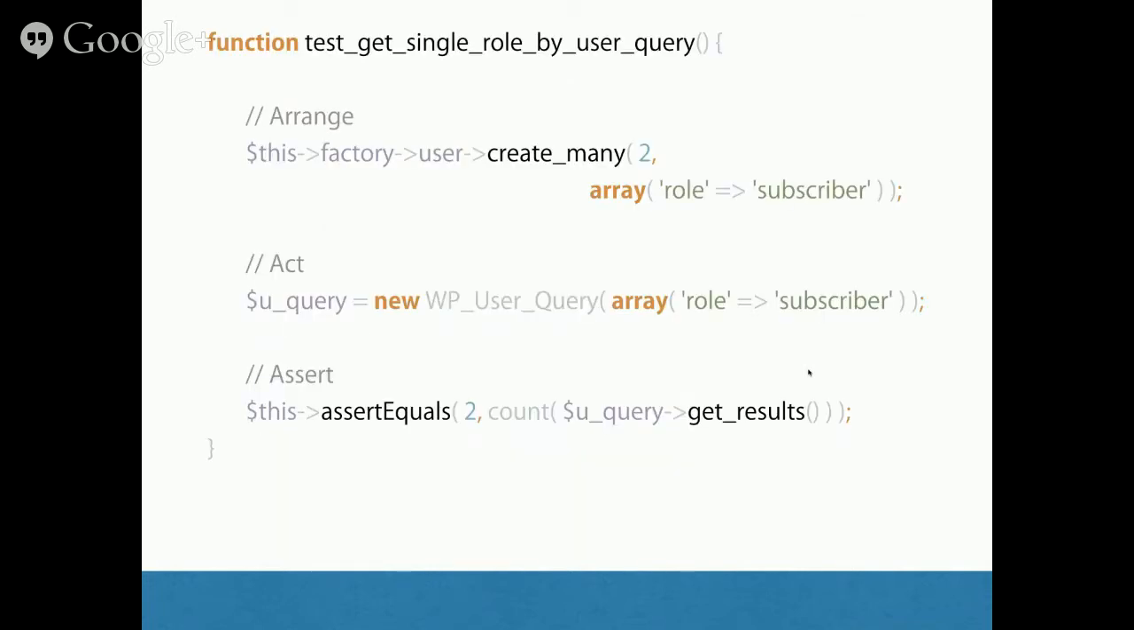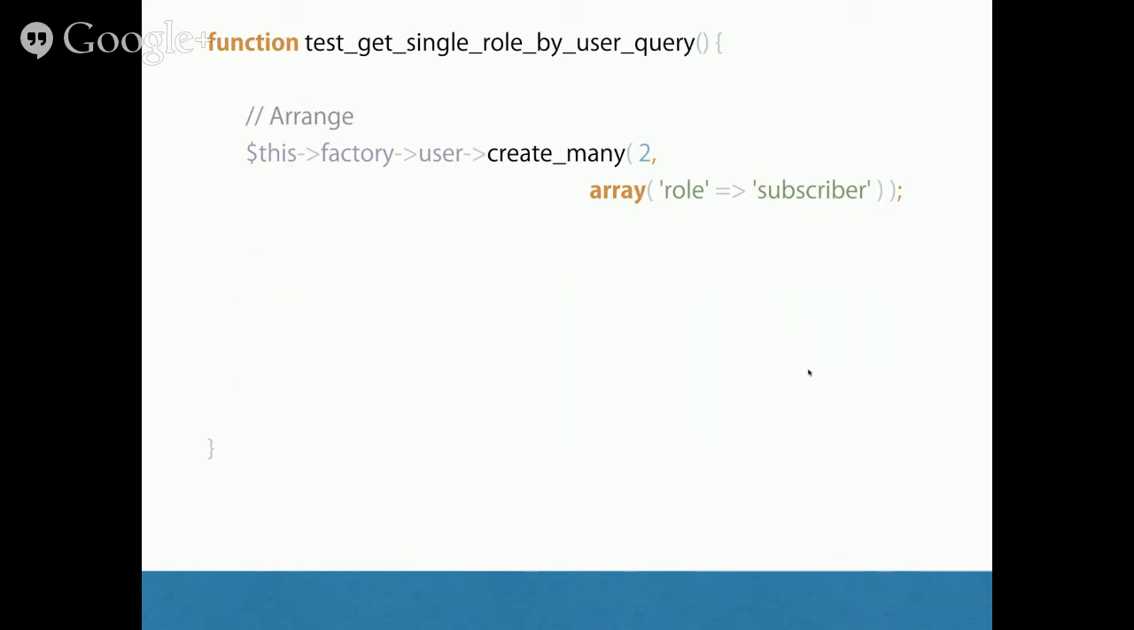A quick example, I'll go through the code line by line. So we'll start with the arrange part. I don't want to show too much code, but this is a unit test I wrote for WordPress core, which tests if I'm able to get 2 users of a specific role using the WP user query. I wrote this test because I created a patch which allows you to query users of multiple roles in the WP user query, which is at this moment not possible.